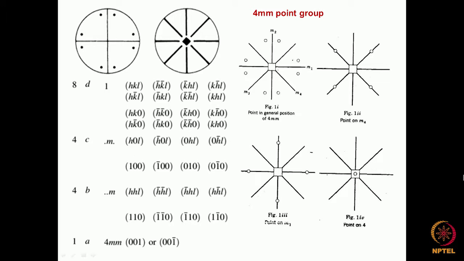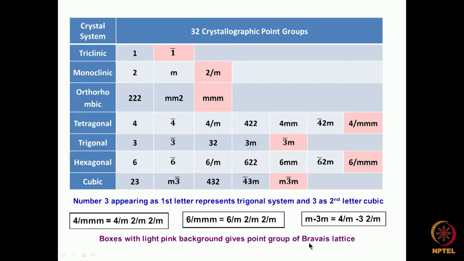So where exactly the point can be placed to generate all the symmetry is given in this table. A similar table will be given in the space group diagram as well, like what has been given for the point group. This is the point group representation of 4mm, because we have considered only a point here.